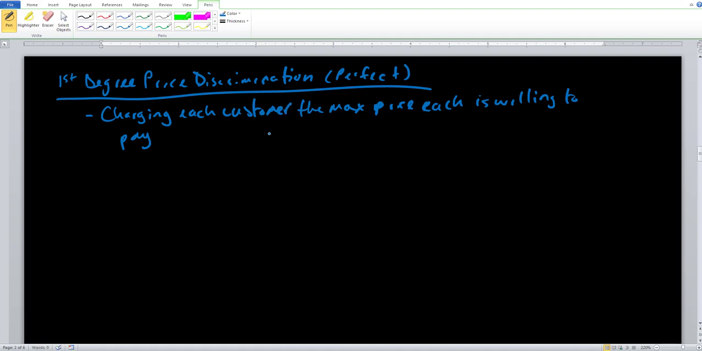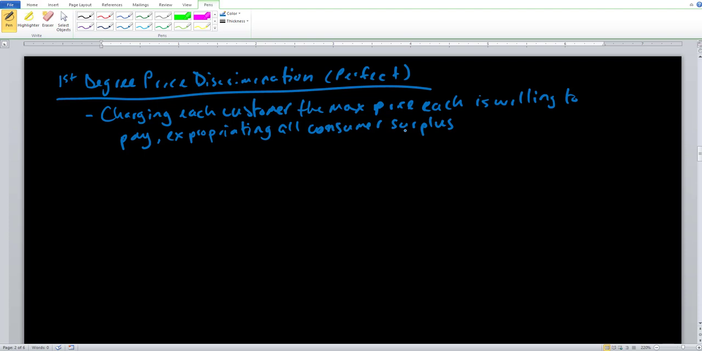And when this happens, we have zero consumer surplus. So all the firm in the scenario is expropriating all consumer surplus. So this is where producer surplus is actually going to be maximized to the highest amount possible. Here, consumer surplus is essentially done away with because every single consumer is being charged exactly the maximum price he or she would be willing to pay for the product.